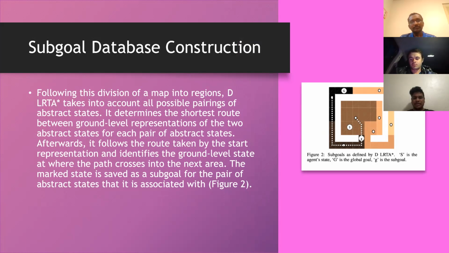People have built the clique abstraction, found the ground level representatives, and run Dijkstra from the ground level representative that corresponds to the abstract goal state. Then trace the path backwards from the starting representation point. So the DLRTA code is actually not very simple. Can you go to the next slide?